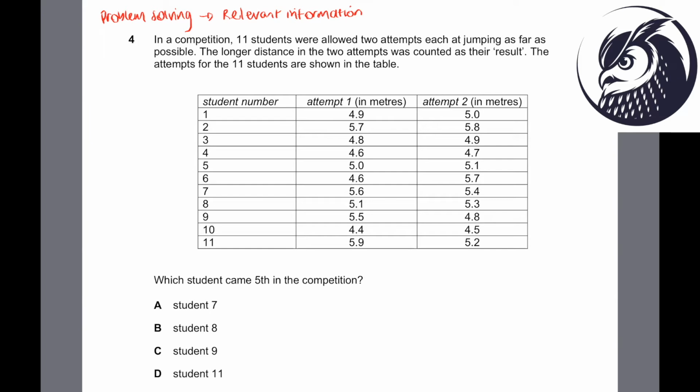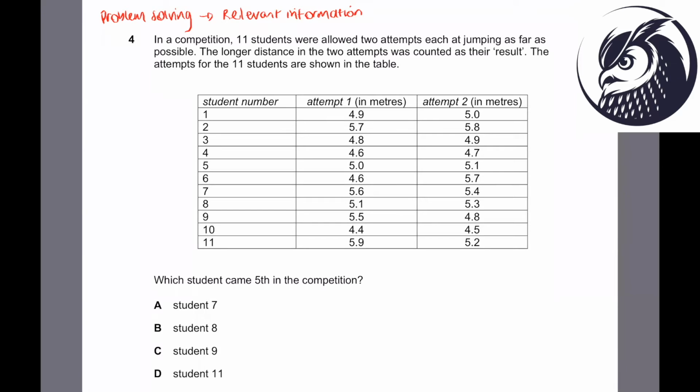So let's have a look at question 4. In a competition, 11 students were allowed 2 attempts at jumping as far as possible. The longer distance in the 2 attempts would be counted as their results. The attempts for the 11 students are shown in the table. And the question is, which student came 5th in the competition?